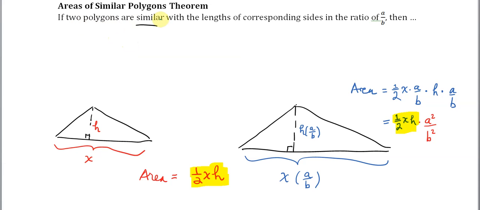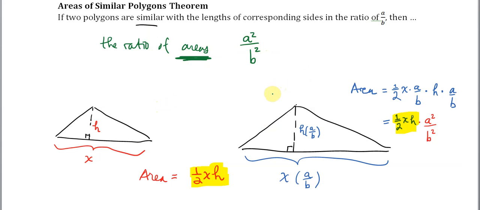Okay, so we can come up with our expression as follows. If two polygons are similar with lengths of corresponding sides in the ratio of a over b, then the ratio of the areas is going to be a squared over b squared. Okay. Something to emphasize here is that we're talking about the ratio of the areas, not just the ratio of the side lengths.